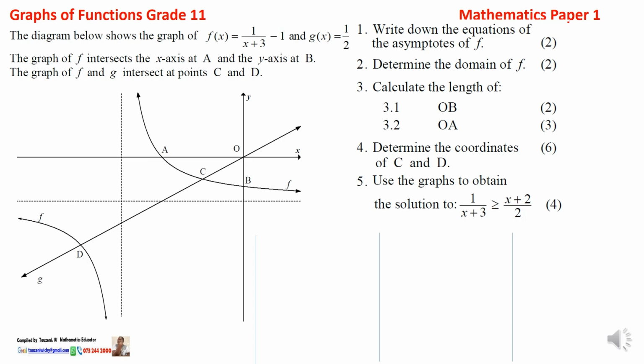Grade 11, graphs of functions, Grade 11 Mathematics Paper 1. This is revision of functions. Let's have a look at this question.